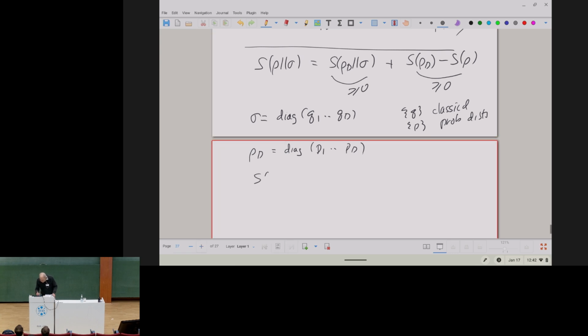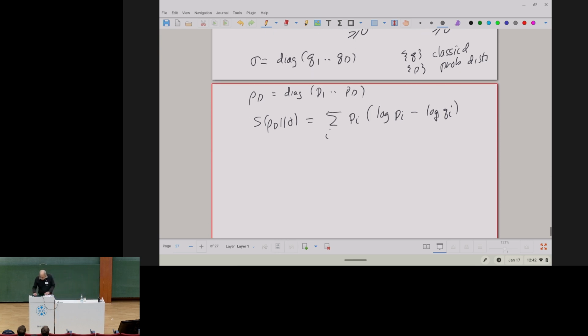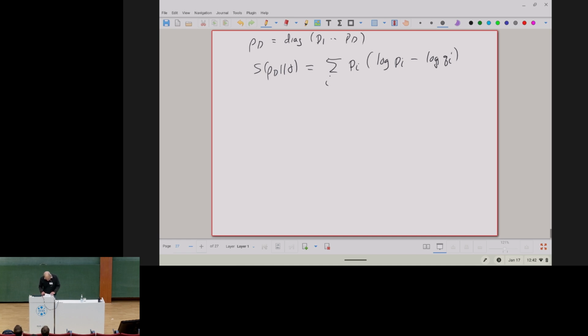So S of rho d relative to sigma is the sum of pi times log pi minus log qi. It's called the relative entropy or Kullback-Leibler divergence between the two probability distributions. And the fact that it's non-negative, or I loosely say it's positive, but strictly it's non-negative, is an important statement in probability theory and classical information theory. You can prove it, as I said, using concavity or convexity.